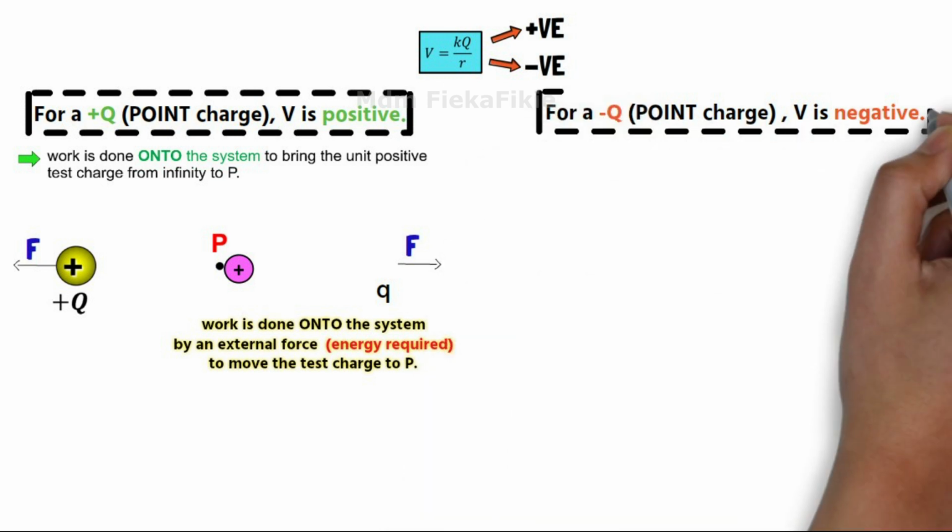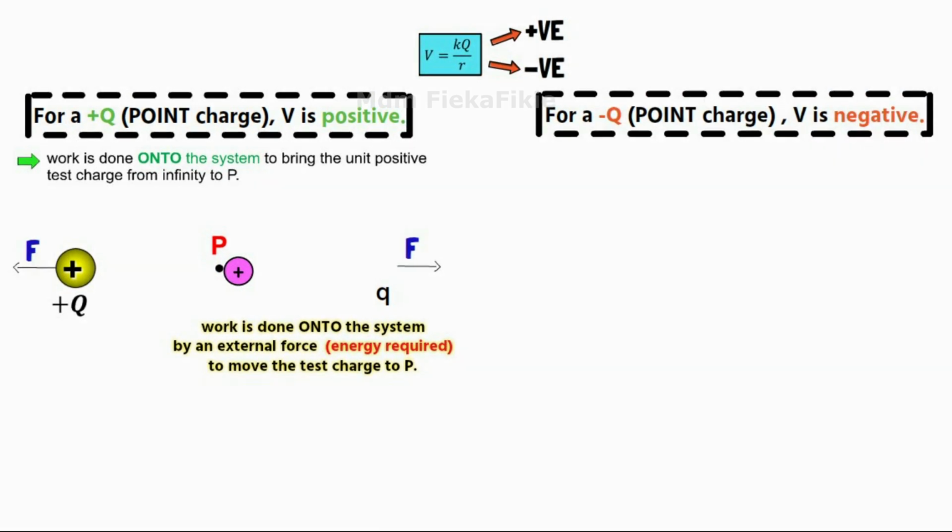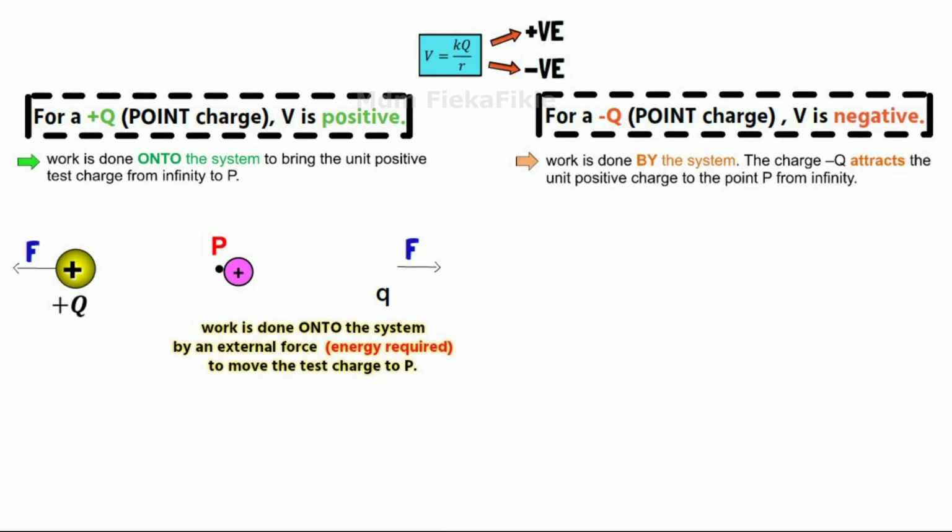Boleh? Tapi bagaimana pula bila kita ada negative point charge, where the point charge is negative Q, the value of the electric potential V must be negative. Bila nilai V itu negatif, ia membawa maksud work is done by the system. The charge negative Q attracts the unit positive charge to the point P from infinity. Jom kita tengok gambar rajah ini.